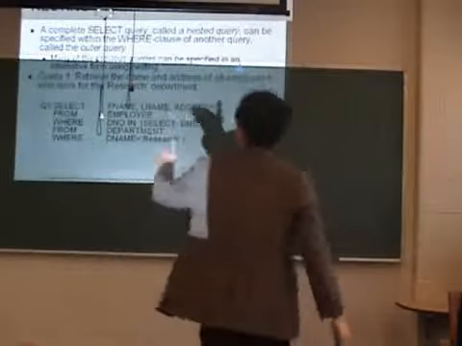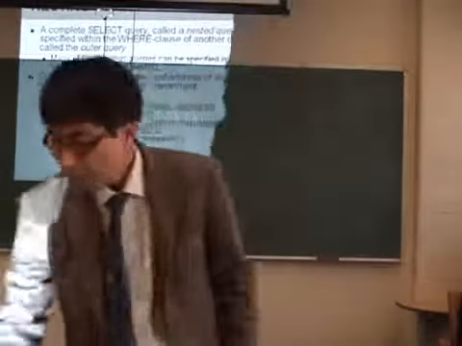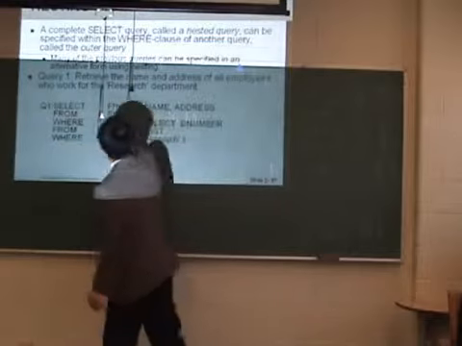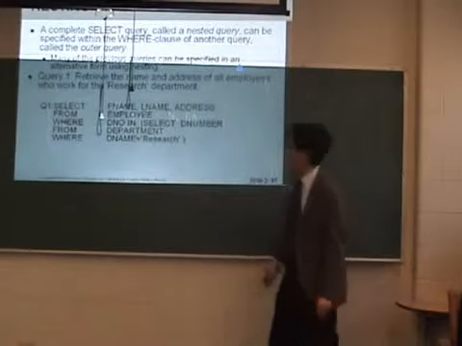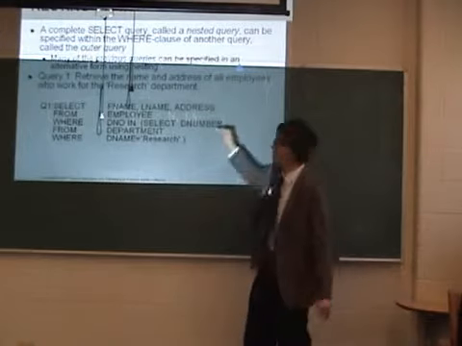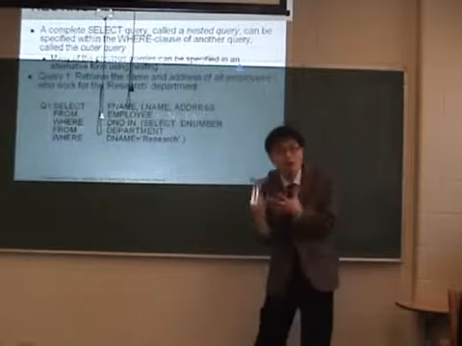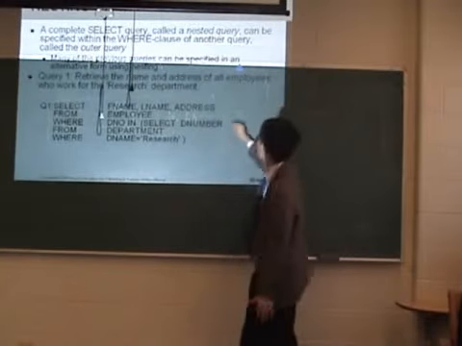So let's do this query. This query has a query inside the query. This is one query, and this is another query. First, take a look at the inside one. This is called the inner query, and this is the outer query. The inner query will be executed first. So the inner query selects the D number, and the D number is 5.